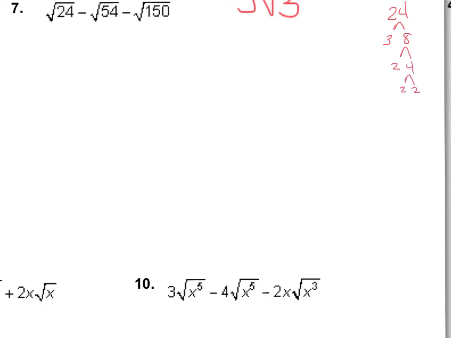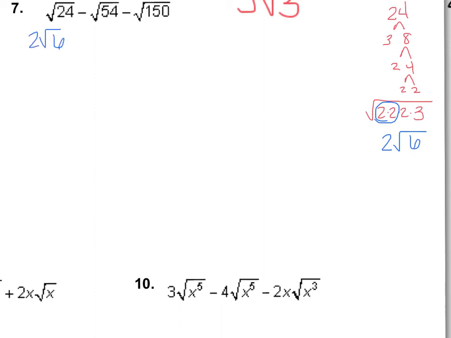So the square root of 24 is 2 times 2 times 2 times 3. I'm looking for pairs of numbers. I have a pair of 2's, so that gives me 2 on the outside, and then I have 2 times 3 on the inside. Well, 2 times 3 is 6. So I have 2 square root of 6 for the first part.